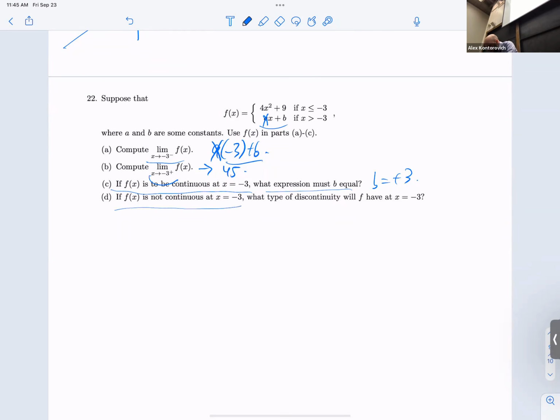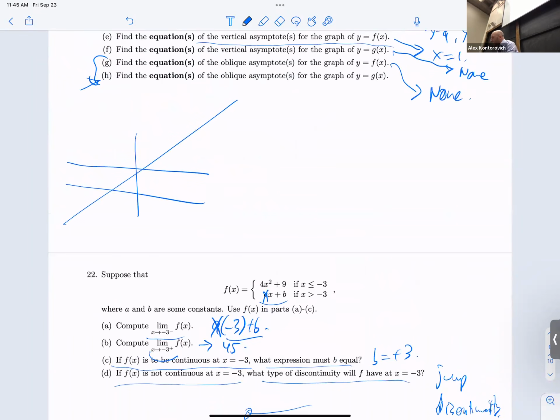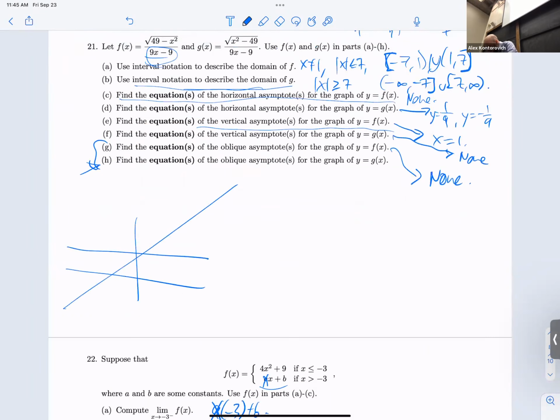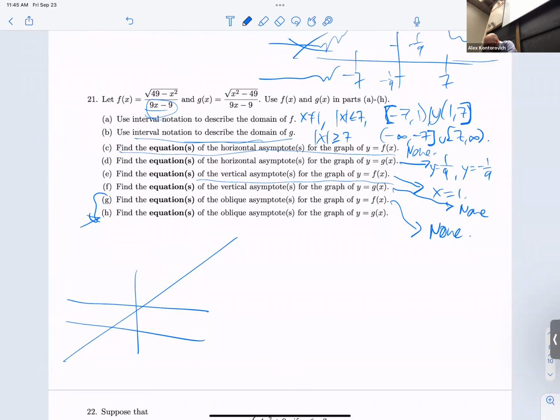If f is not continuous, what kind of discontinuity will it have at -3? It'll have a discontinuity where it has a limit from the left and it has a limit from the right, but the two limits don't agree. So a jump discontinuity. Okay, let's spend a minute on oblique asymptotes, and then we got to go. Oblique asymptotes. Okay, so there's nothing to say for F.